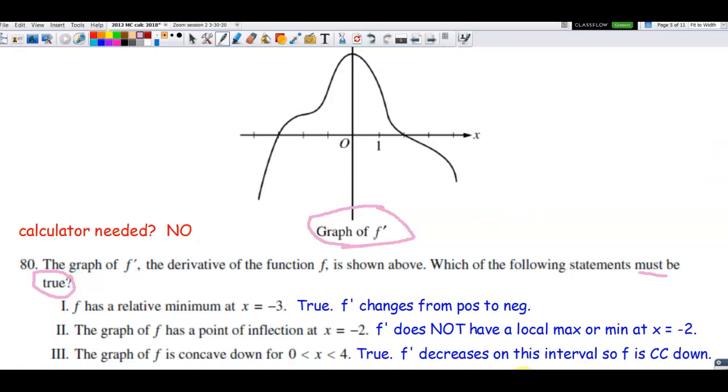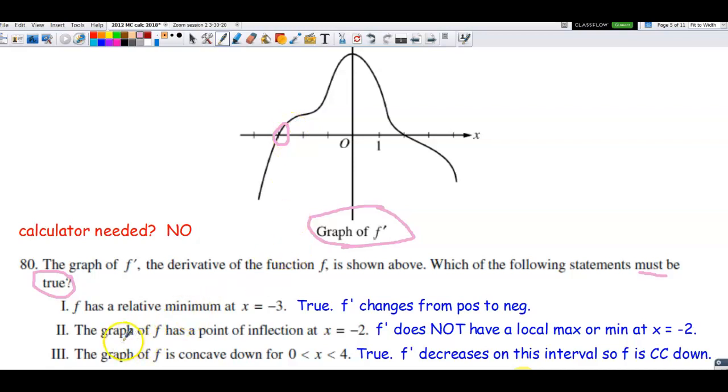So the first statement says, f original has a relative minimum. That means the first derivative would change from negative to positive at -3. So 1, 2, 3. So right here, the first derivative graph is changing from negative to positive, so there is a local minimum on f original.